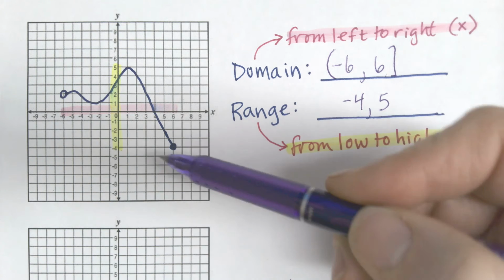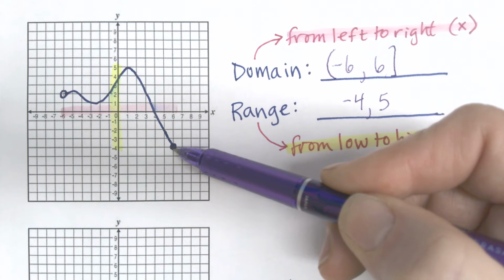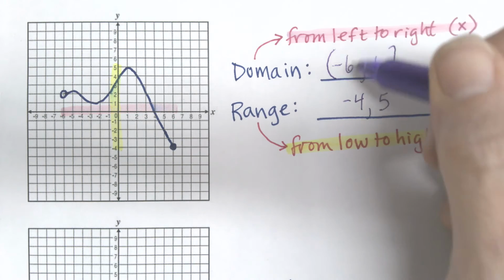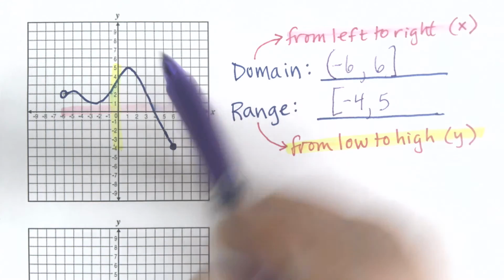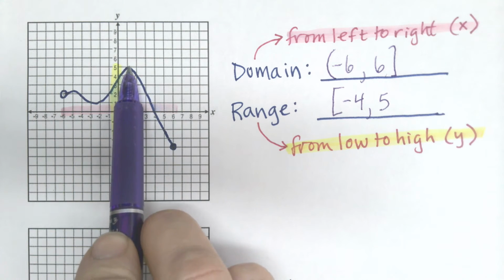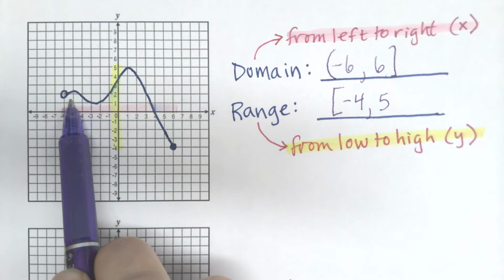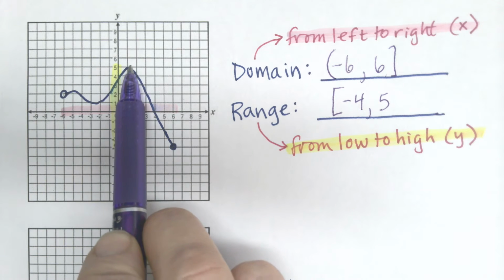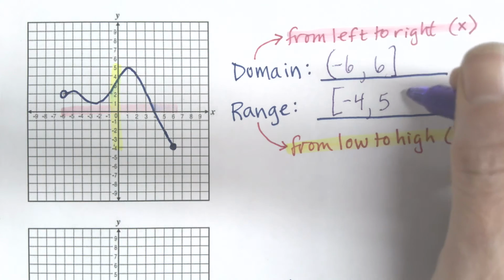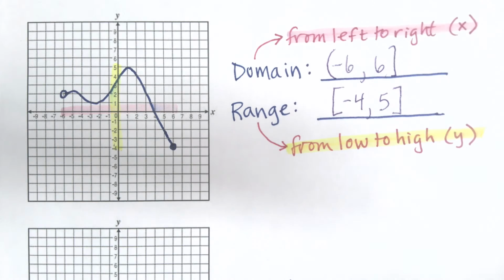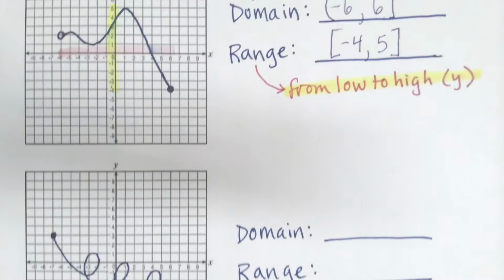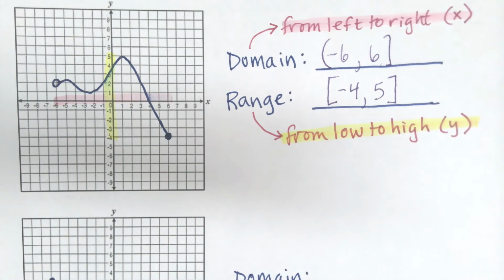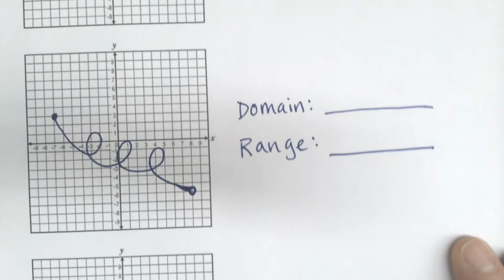For the range, the lowest point has that solid one, so that is closed. Up on the top, it's not solid or colored, but it's not a hole, and so we assume that it includes it, so that would also be a bracket. So when I look at my next picture, you may need to pause and check this out. Pause if you need to, and then move on to the next one.